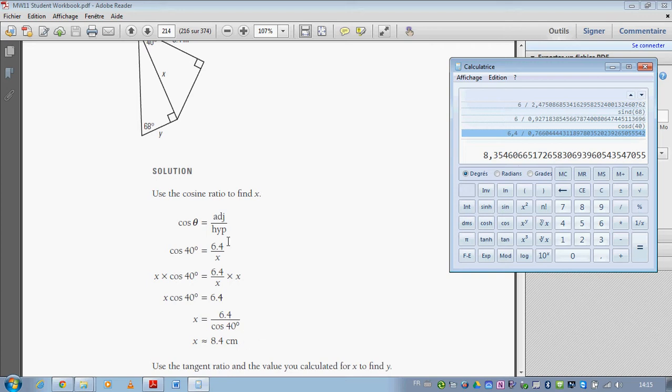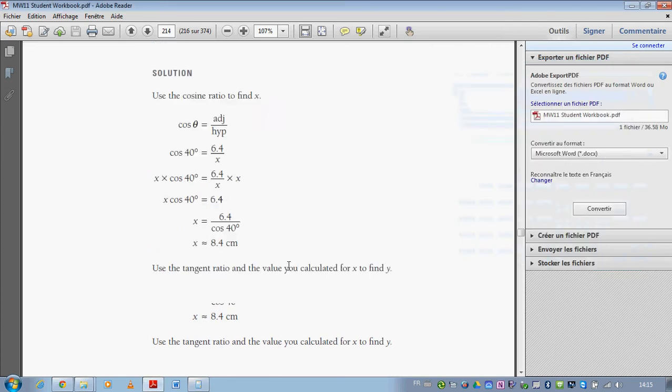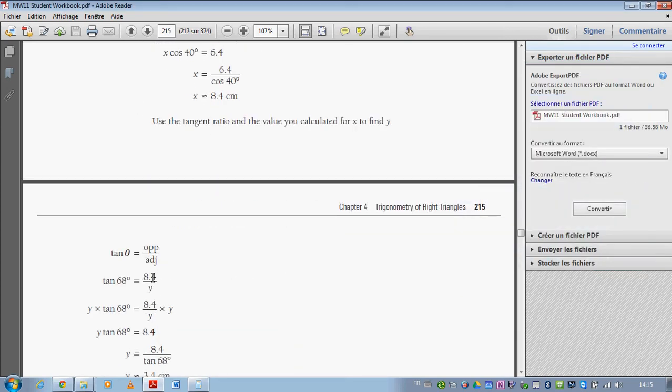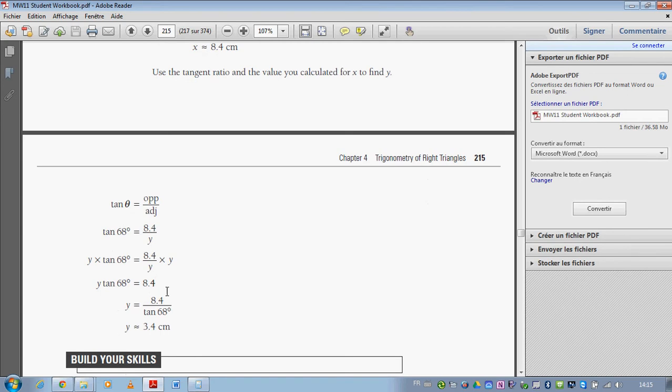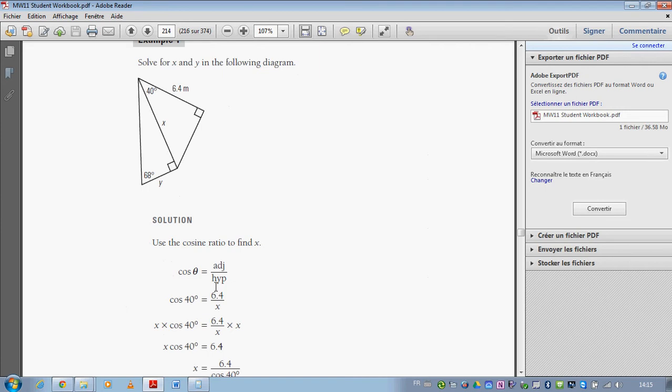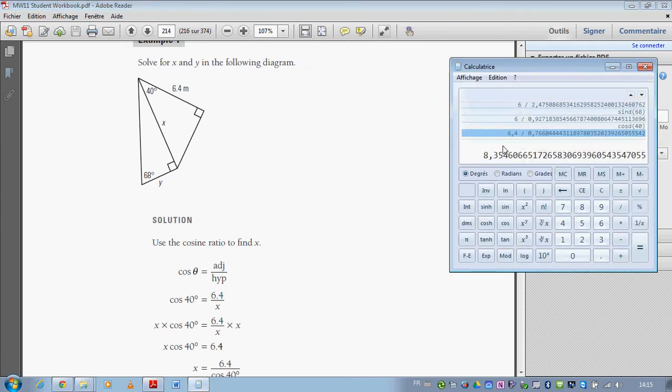Now you will have to use that length, 8.3546, to figure out what y is. I do recommend that you don't do as your workbook did. Your workbook used the rounded value of 8.4. I don't recommend doing that. You should be using the exact value that you got. That exact value was 8.3546. I'm actually going to write that down because I'll use it. You should be using that exact value right here as opposed to a rounded value.